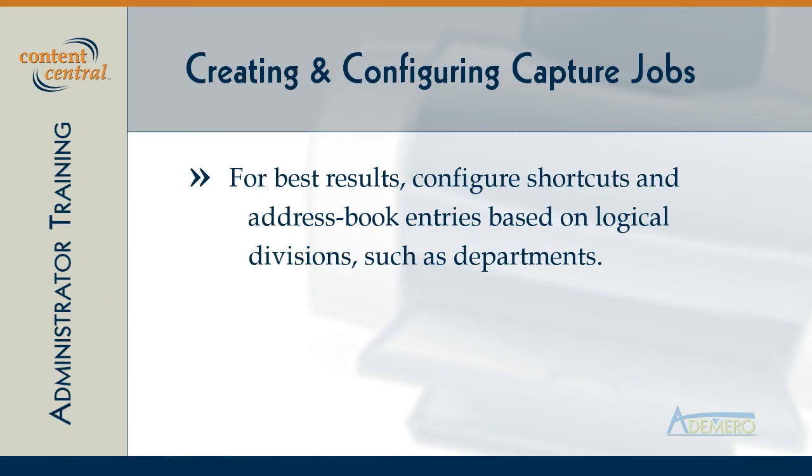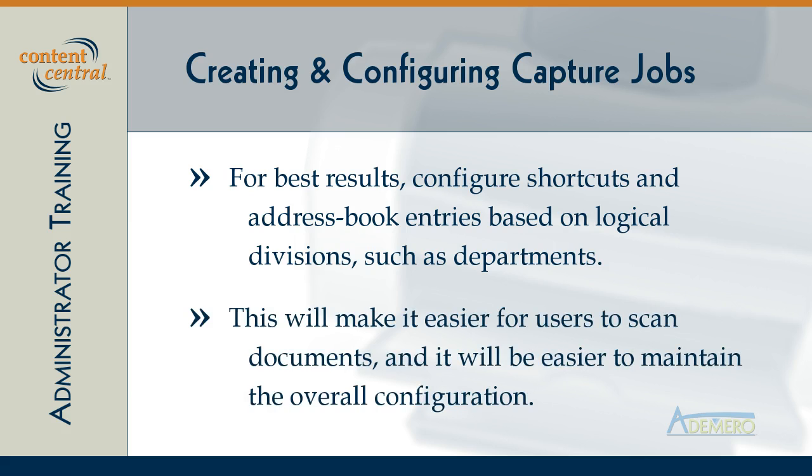If both departments are using the same office copier, it's a good idea to configure a shortcut or address book entry for each department. That way, the accounting user just walks up to the office copier, selects the shortcut labeled Accounting CC, and their scan is sent straight to Content Central with the right permissions so that only the accounting department will see the document. The Human Resources Department would use the HR CC shortcut to get their documents into Content Central with the right permissions for them.